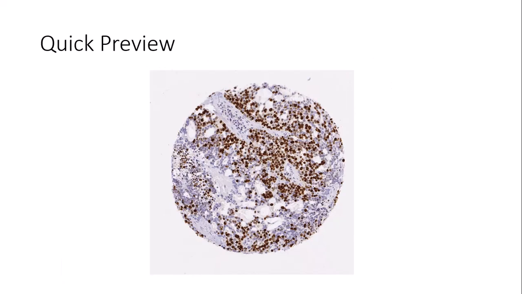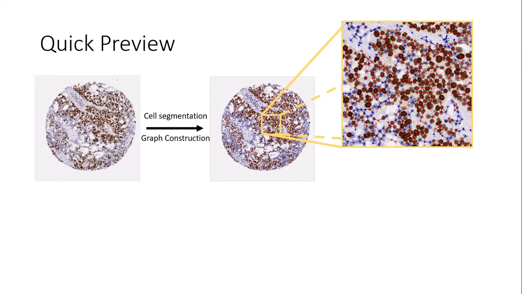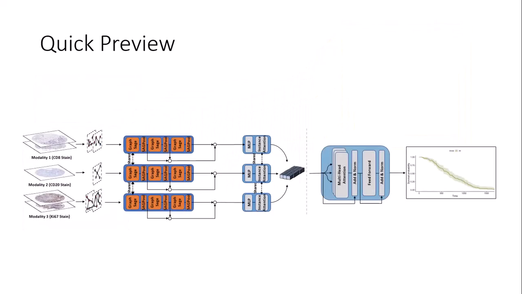As a quick summary, in this work, we take histopathology images as input, apply cell segmentation and graph construction approaches to detect all the cells within the image and build a graph from them. You can see an example of this graph in the right figure. Then, by collecting the graphs from all the available images across different staining modalities, we can build a bundle of graphs and pass them through our network, which is called AMIGO.